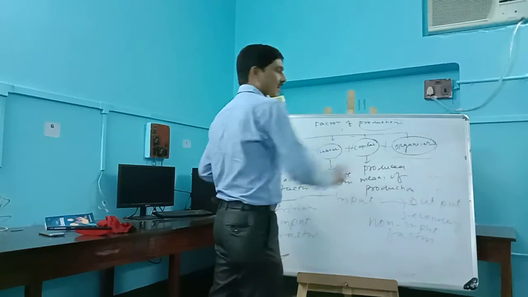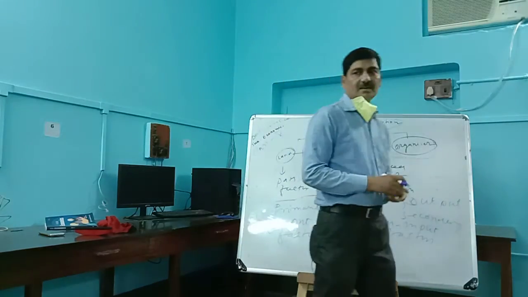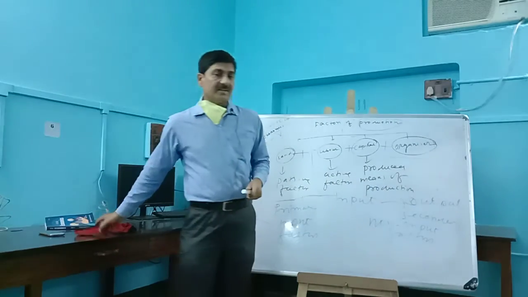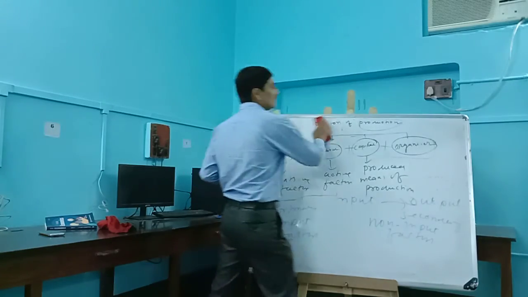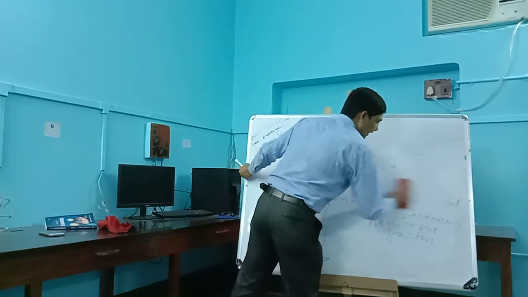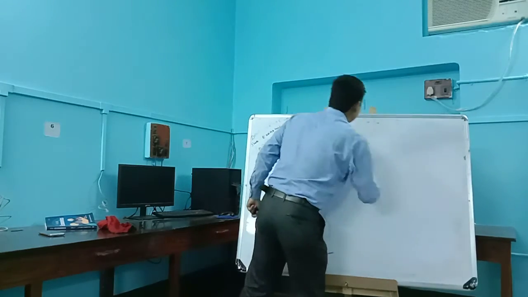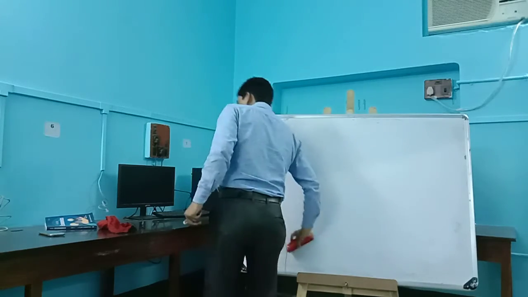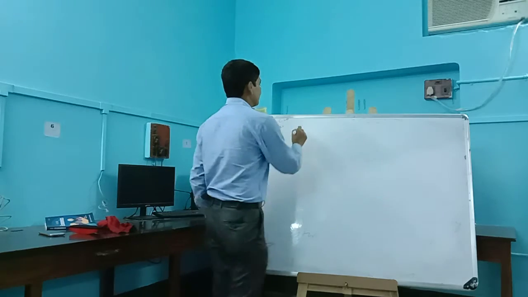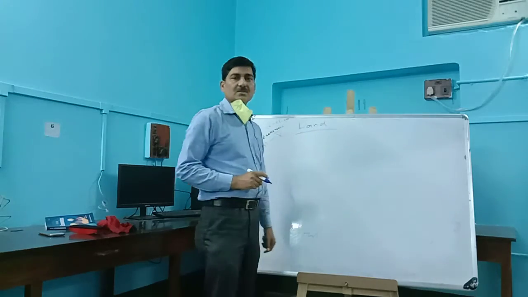So these are about the factors of production. Nothing can be produced without the help of these factors of production. So I hope you understood what I am telling you about the factors of production. The first important component of the factors of production is land. Just now I told you land. What is land?